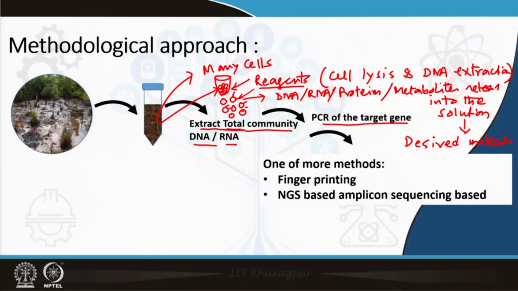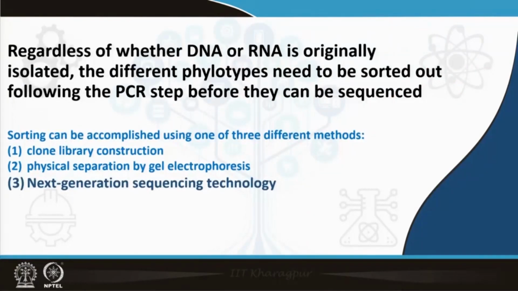Now, once we have that particular gene PCR product, the PCR product will be subjected to one or more methods. Now, here are a couple of questions. Since the sample has many cells, and these cells are of different species or phylotypes, as we refer to them, we need to segregate or sort out these products.